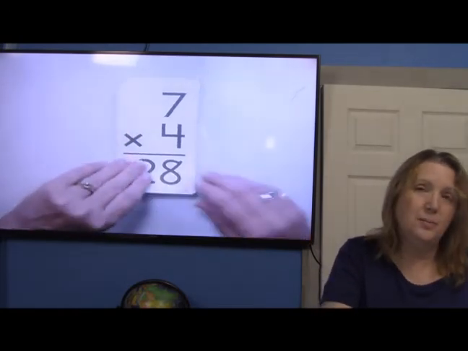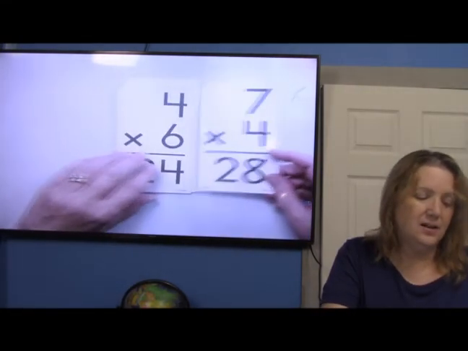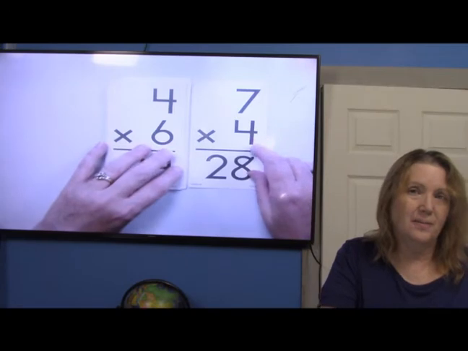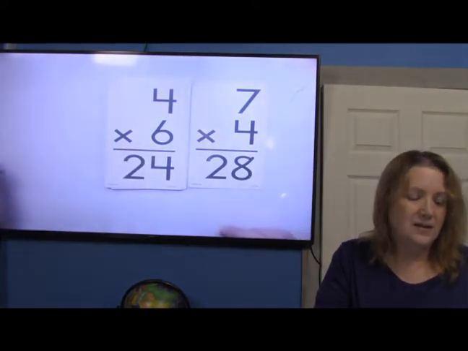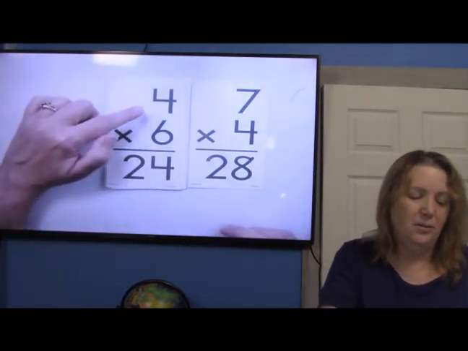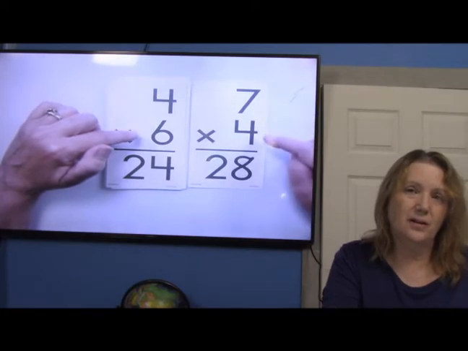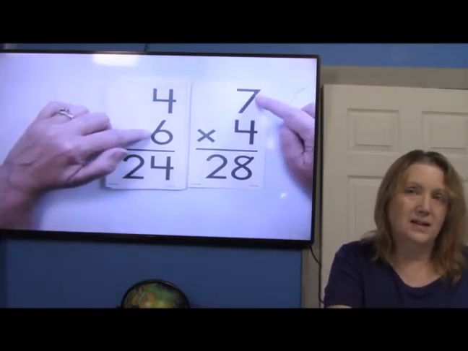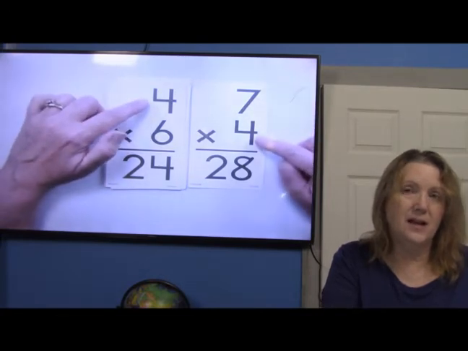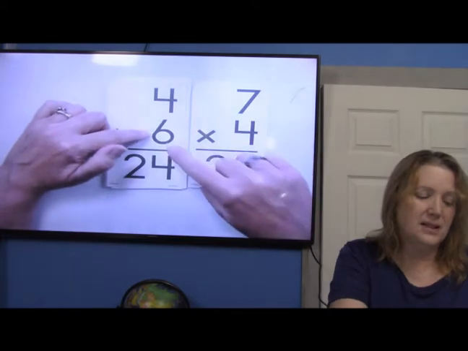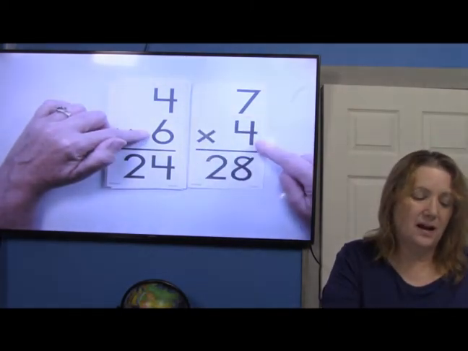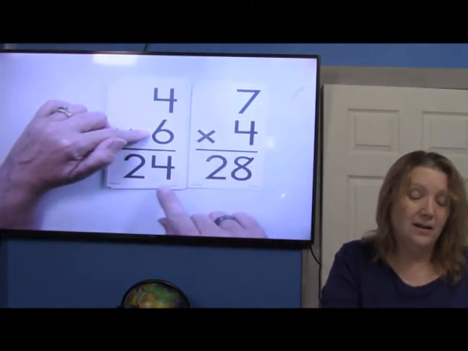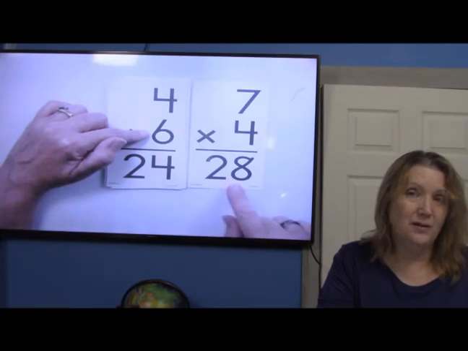And the other thing I want to point out too is let's take a look at these two beside each other. We have 6 times 4 here. We have 7 times 4 here. The number that changed would be the 6 and the 7. So the one that stays the same is the 4. So if I go from 6 fours to 7 fours, I'm just adding 4 to 24 to get 28.